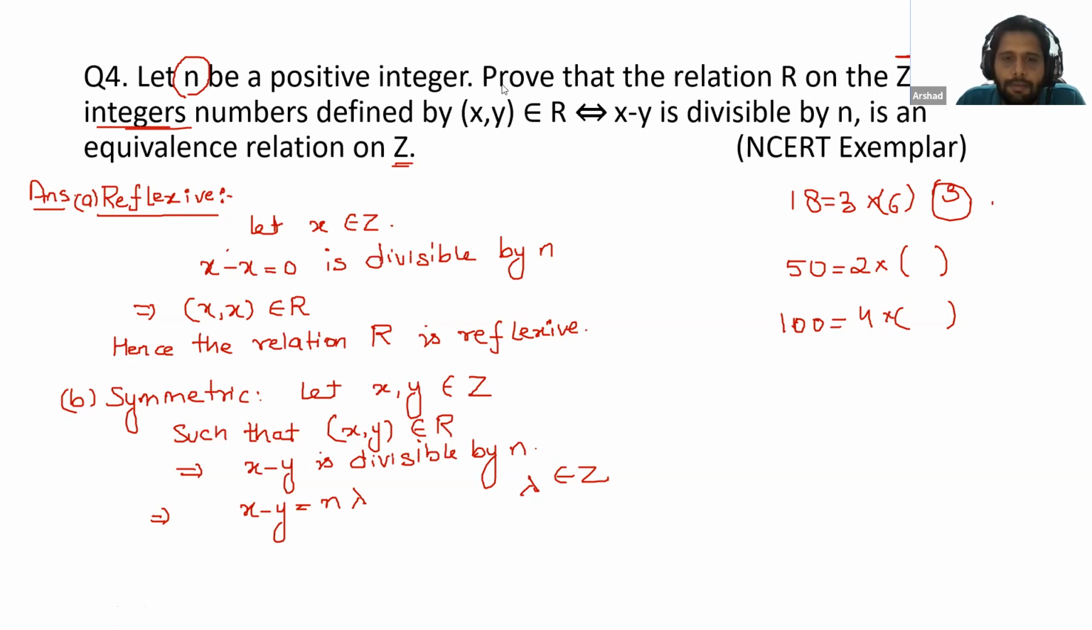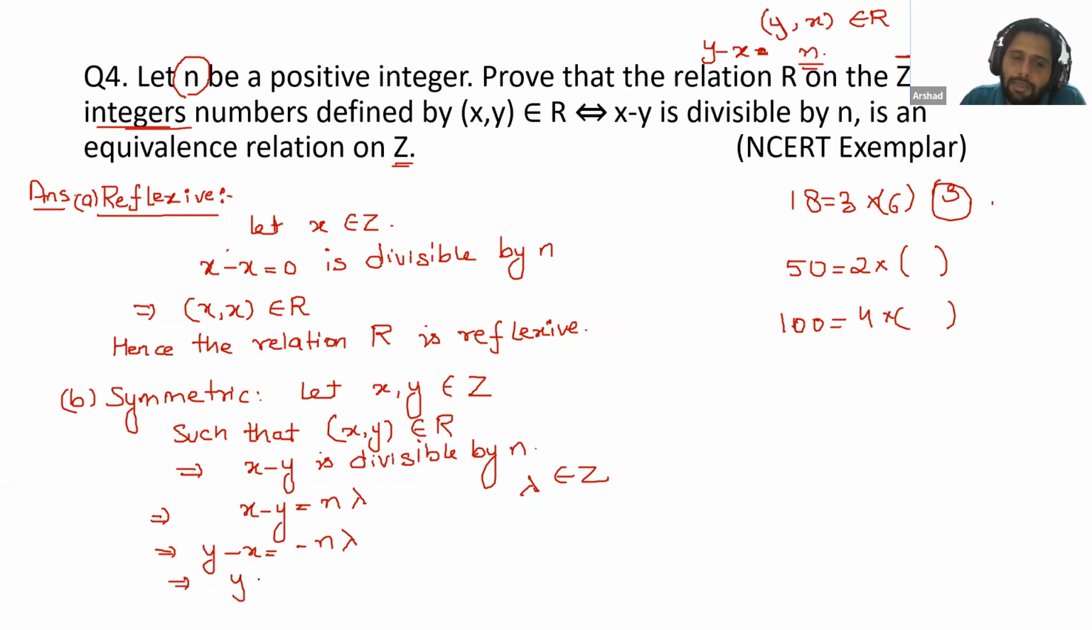Okay. Now we have assumed that x comma y belongs to R. What we need is y comma x belongs to R. You should know what you need: y comma x belongs to R. That means you need y minus x to be divisible by n. Now x minus y is equal to n lambda. Then y minus x will be what? We will multiply this by negative, so we get minus n lambda. Just multiply this equation with minus 1.